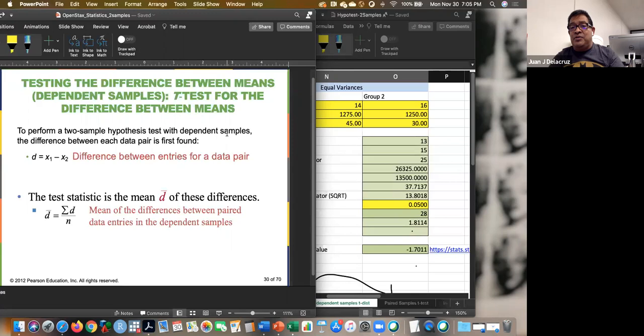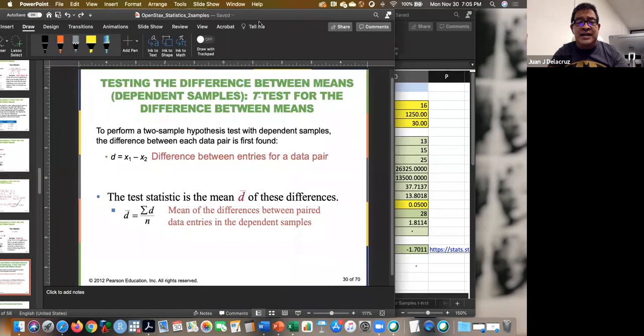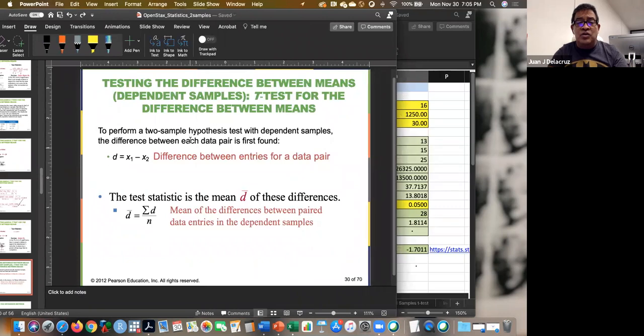Or if I achieve the goal. For example, I am giving Lipitor to people that I know are suffering high cholesterol. So I give them before and after, and I am gonna see whether that helps with heart diseases and all these things related to high cholesterol. So in this case, we have a dependent sample. To perform a two-sample hypothesis test with dependent samples, we have to look first of all at the difference of each data pair. So that's the first thing that we're gonna do.